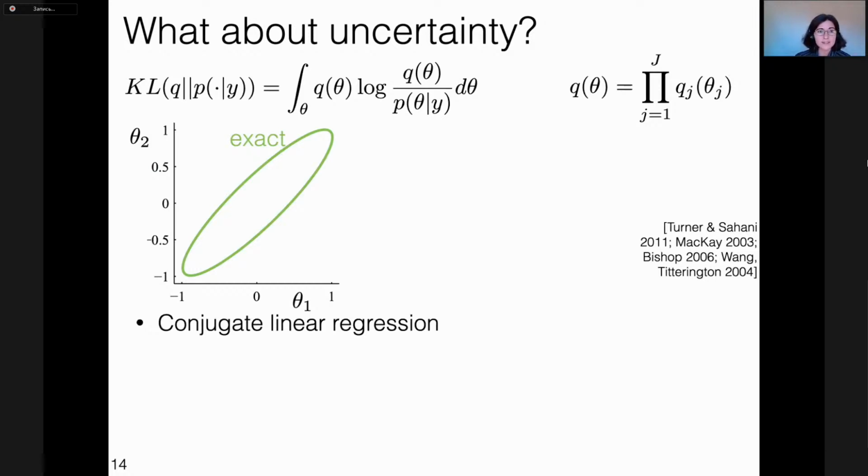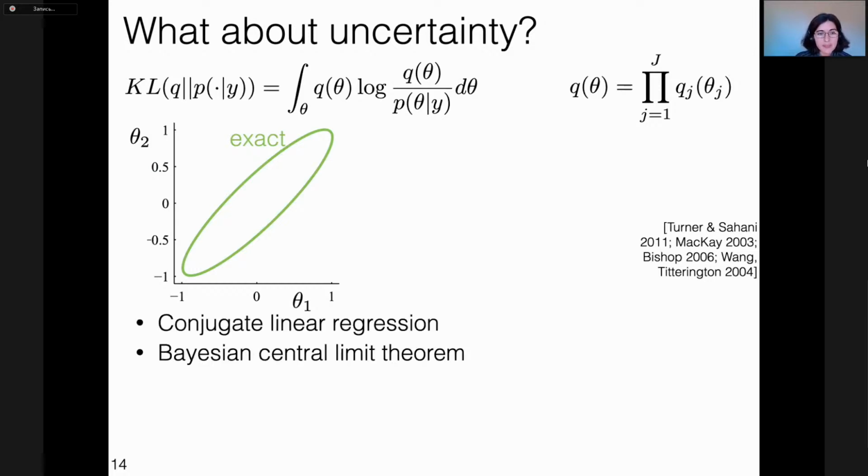Well, there are a couple of reasons. One is in conjugate linear regression, you're going to get a Gaussian. Now, of course, again, we're not going to use approximate Bayesian inference in a conjugate problem, but there are a lot of problems that are close to conjugate linear regression, and maybe we expect that they have a somewhat similar geometry.